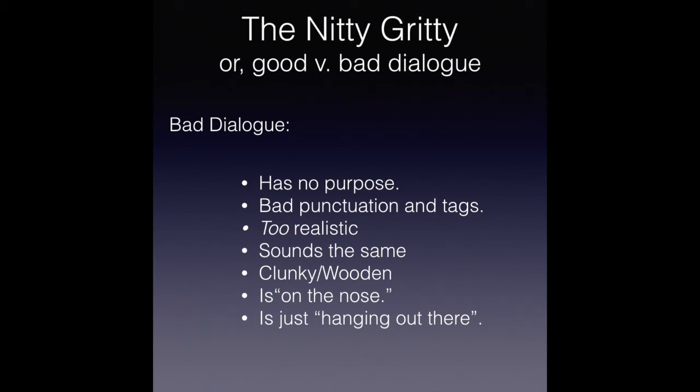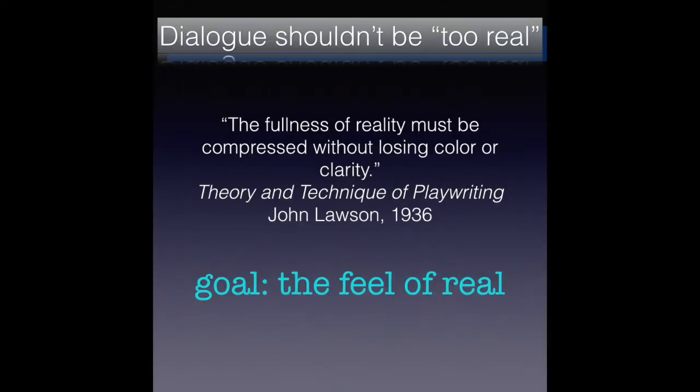So we've already talked about the purposes for dialogue in that they establish action, character and characterization, that they can set up or refine your conflict, and they can provide exposition. In addition to that, we're going to now talk about realistic dialogue, subtext, and rhythm. Dialogue should sound real, but you don't want it to be too real. There is a really excellent book called The Theory and Technique of Playwriting by John Lawson, and I found this quote in it that I think just sums it up perfectly. The fullness of reality must be compressed without losing color or clarity.